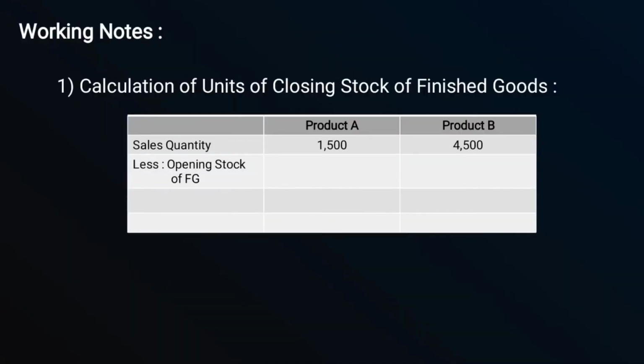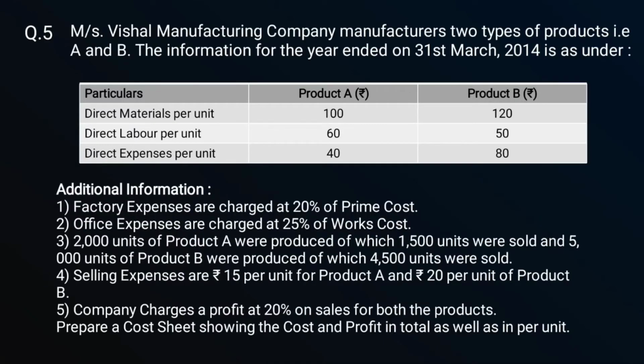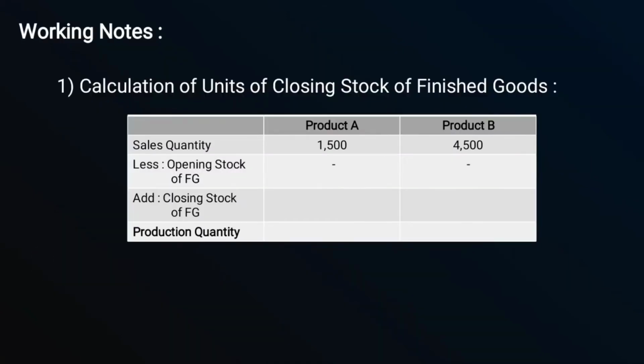Less opening stock of finished goods, which is nil for product A and nil for product B. Add closing stock of finished goods. Production quantity for product A is given as 2000 units and for B is given as 5000 units. So we'll record it. Production quantity for product A is 2000 and for product B is 5000. So the balancing amount, that is 500 for product A and 500 for product B, will be the closing stock of finished goods.